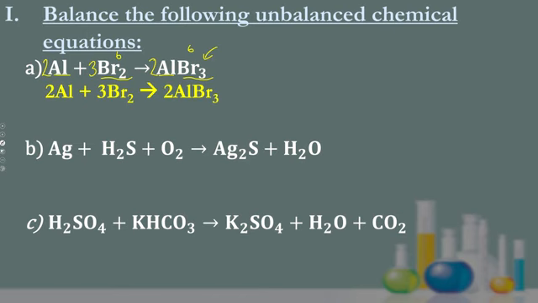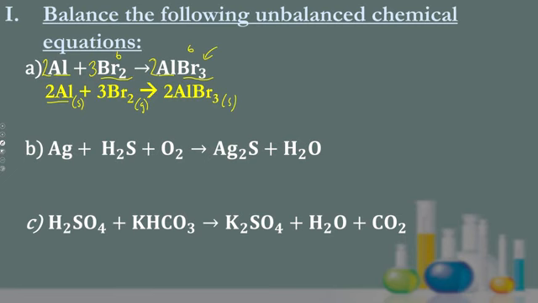You can also try and work out the states it's in. Now, aluminium is a metal, and in normal circumstances, metals are solids at room temperature. Bromine is a gas, and so they make a solid there.